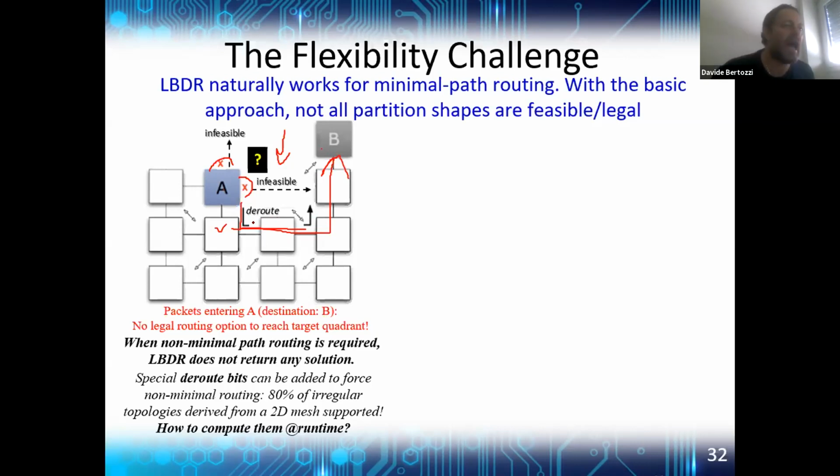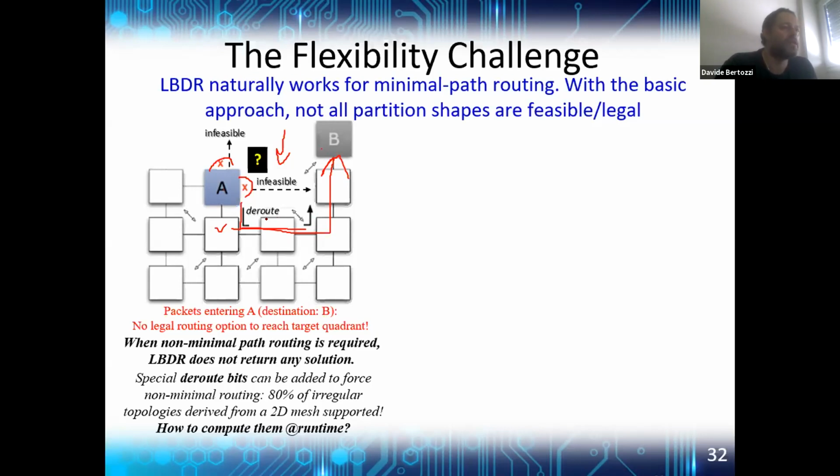However, the question is, how can we compute the deroute options at runtime? And that's a tricky question, because it's not straightforward, because typically you have to try out all the possible combinations, or at least there is not enough research on how to do that at runtime.